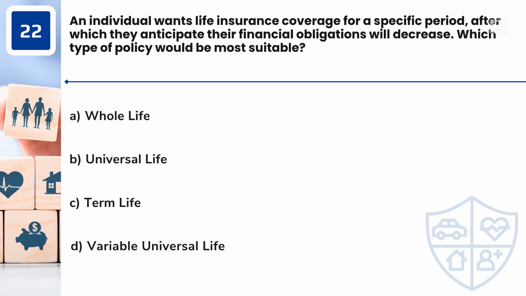Question 22. An individual wants life insurance coverage for a specific period, after which they anticipate their financial obligations will decrease. Which type of policy would be most suitable? A. Whole life. B. Universal life. C. Term life. D. Variable universal life.